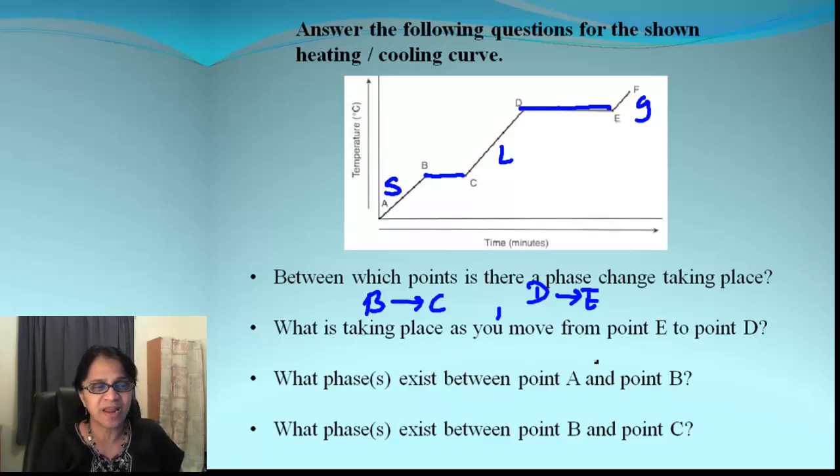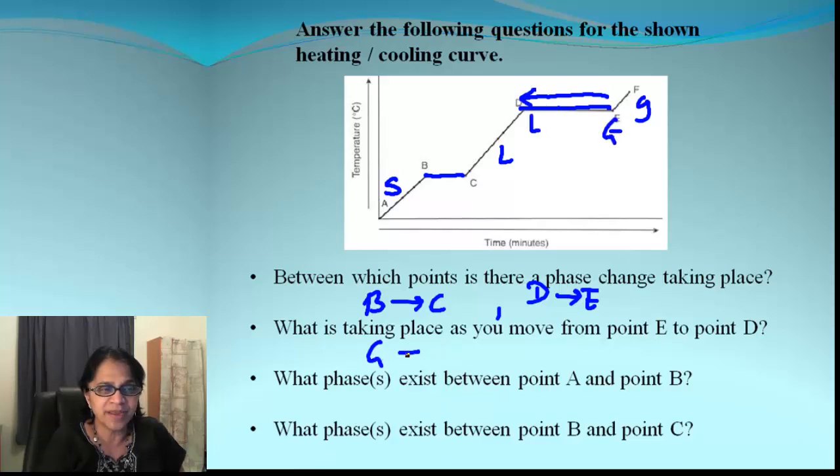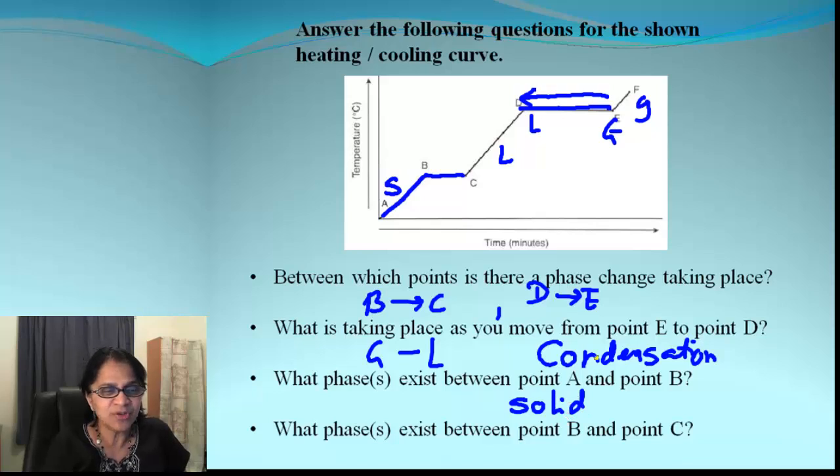The next question is, what is taking place as you move from point E to D? If you are going this way, we are moving from gas to liquid. Going from gas to liquid is called condensation. That's the way we get dewdrops in the morning. What phase exists between point A and B? Along A and B, that is simply solid. It's not asked there, but along C and D, it's going to be liquid.